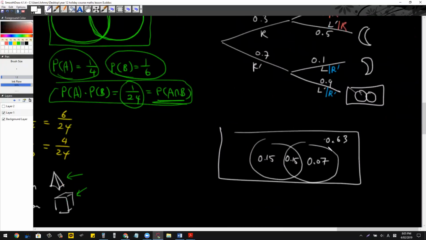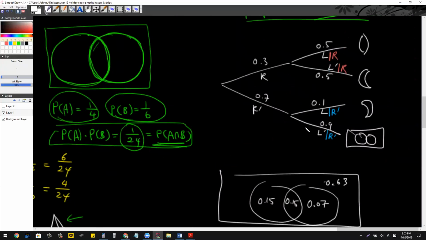So do you guys follow everything so far? So this one is the probability that it is going to be rain and late. This is rain and not late. This is not rain, but you're late. This is the probability of not raining and not late.